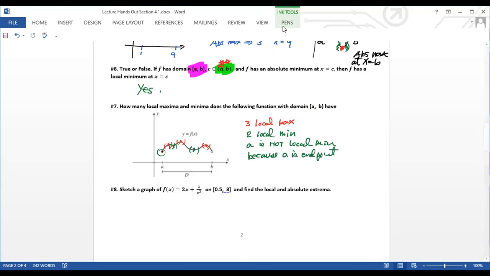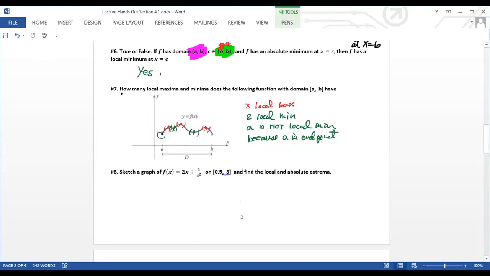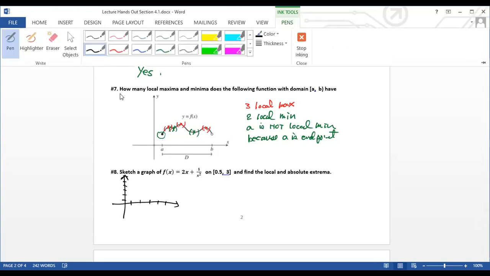Okay, so now let's look at problem number 8. After we finish this one, let's take a break and then we will continue this lecture in a second set of videos. So let's sketch the graph of f of x equals 2x plus 1 over x squared. So let's see here, 1, 2, 3, 4, 5, 6, and 1, 2, 3 because I only want to get to 3.